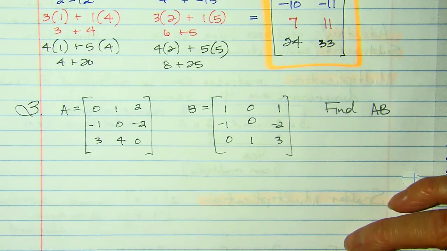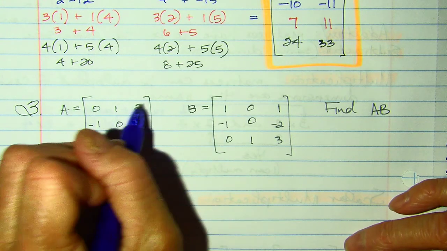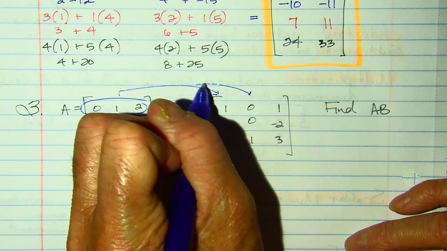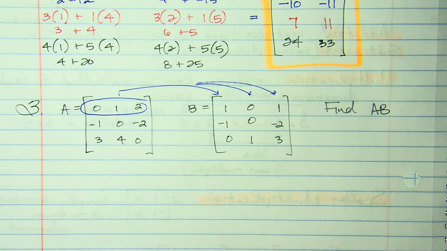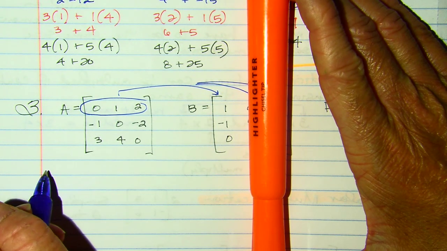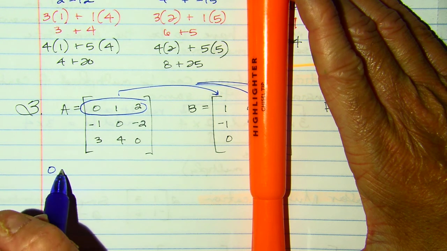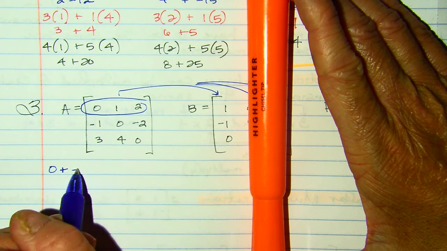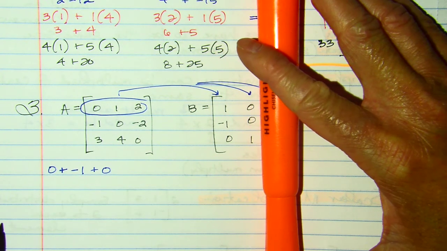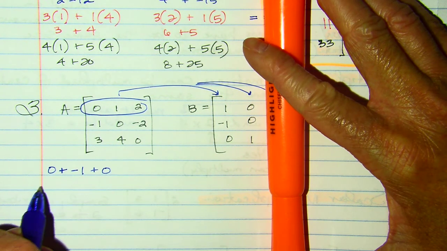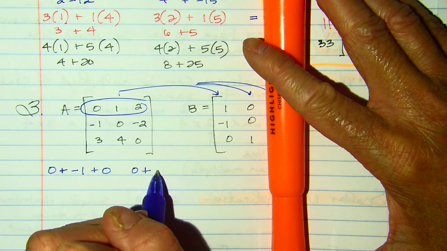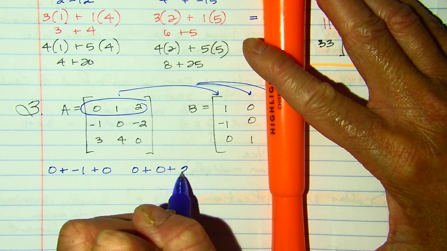And remember, we do row by column. So I'm going to do row 1, and then I'm going to multiply by each column. So let's cover up these 2. So 0 times 1 plus 1 times -1 plus 2 times 0. So be really careful in your multiplication. Now that's by the second, so 0 times 0 plus 1 times 0 plus 2 times 1.